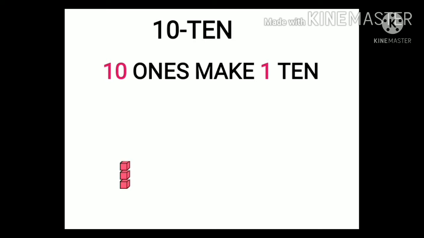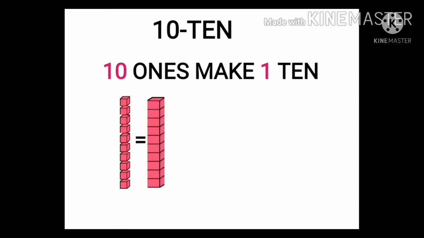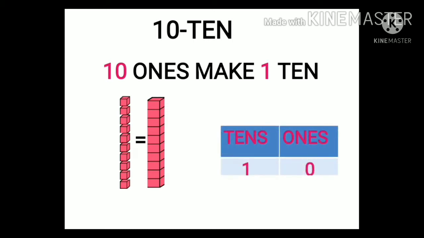1, 2, 3, 4, 5, 6, 7, 8, 9 and 10. There are 10 ones or 10 blocks of ones and that is equal to 1 ten. So 10 ones make 1 ten. So in the number 10 there is 1 ten and 0 ones. Okay, did you understand? So remember children, 10 ones make 1 ten.